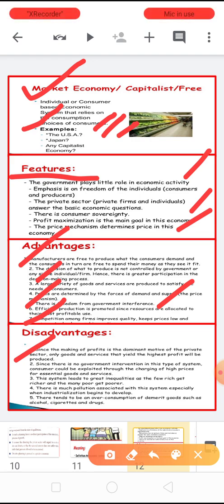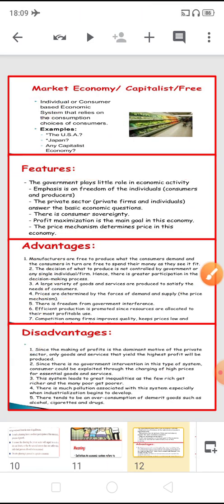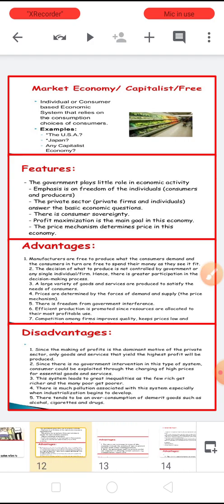There are more disadvantages as well. This system leads to greater inequalities, with the few richest getting richer and the many poor getting poorer. I mean, the rich are going to be rich and the poor are getting poorer day by day. There is also much pollution associated with the system, especially when industrialization begins to develop. So these are basically the disadvantages of this market economy, or we call it a capitalist economy.